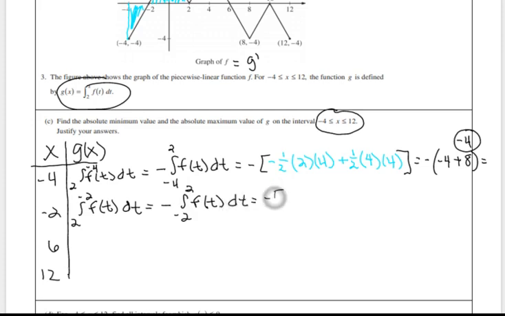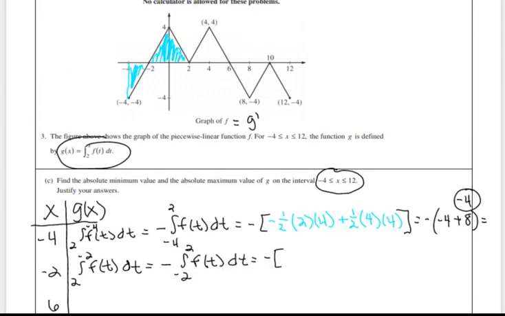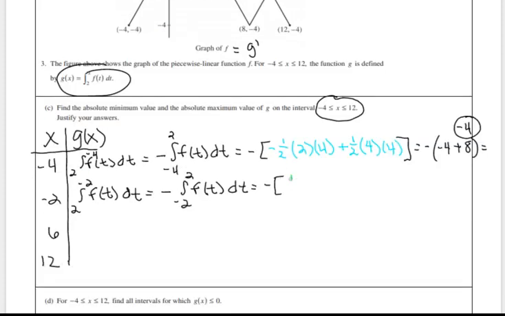So it's going to be negative, and then let's figure out what that area looks like. We're just doing from negative 2 to 2 this time. So from negative 2 to positive 2 is just this triangle that's on the top there. So that's going to be 1/2. The base is 4 and the height is 4. And so we would get negative 8 as our answer for that one.